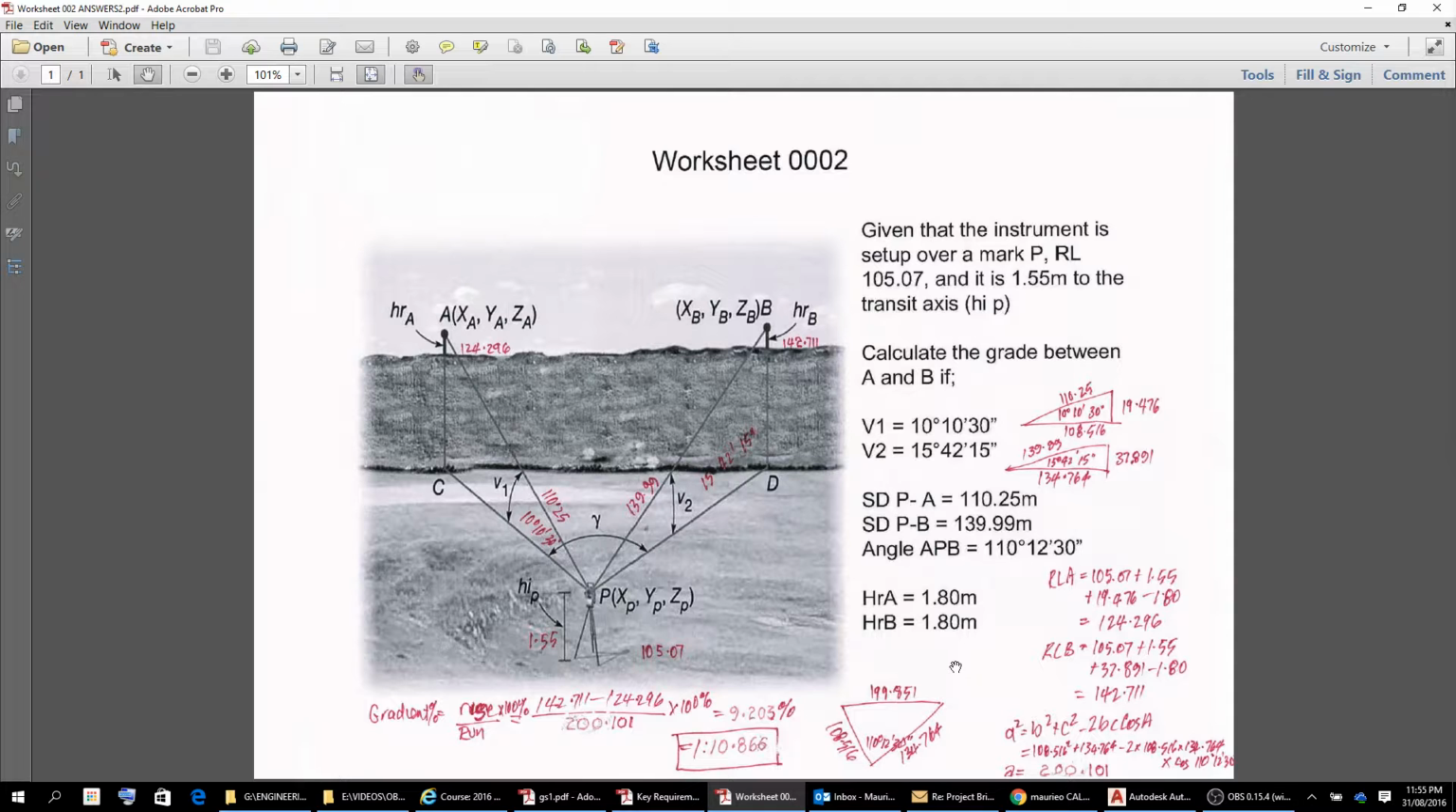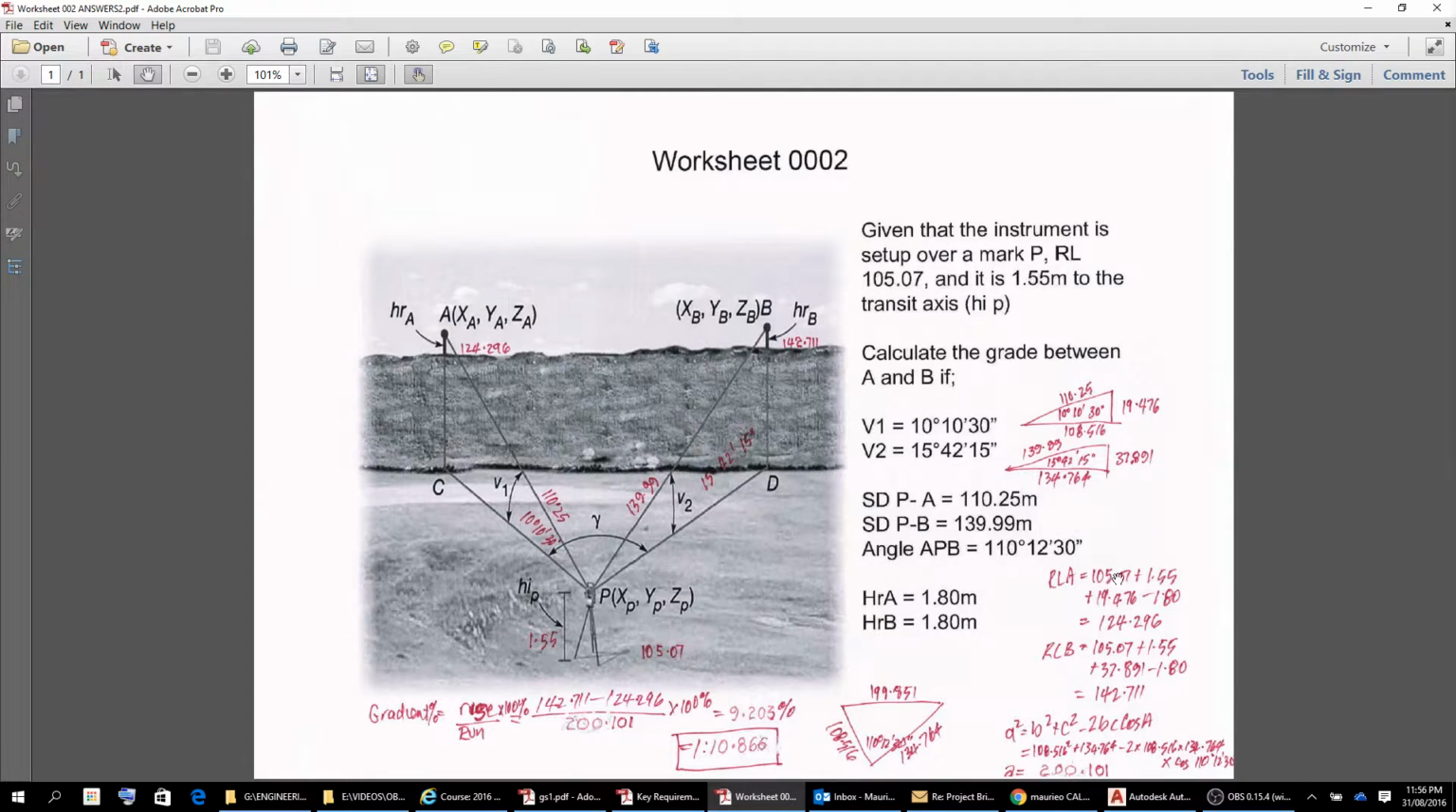Now, to work out the grade, we're going to work out the RL of each of the points. So the RL of A is 105.07. So starting here, 105.07, add the height of instrument, which is 1.55, and then to go to A, we could add the difference in height, which is 19.476. That's going to take us up to the prism, and then we subtract the 1.8, which gives us 124.296.